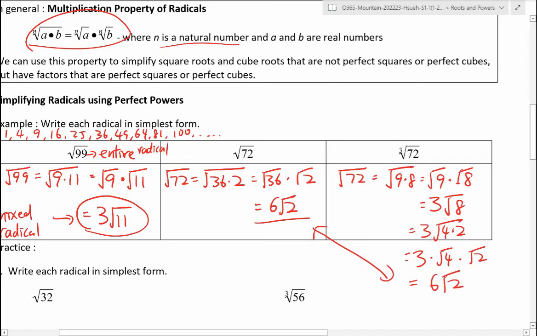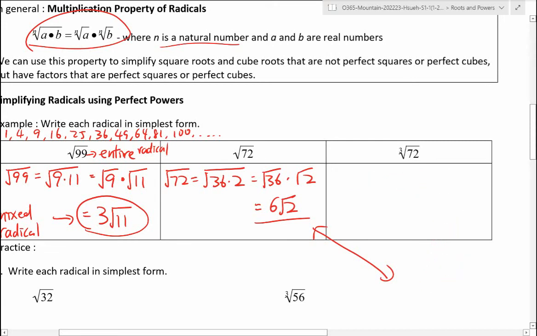So it's okay if you don't pick the biggest perfect square factor to begin with. It's just that it's going to take one or maybe a couple more extra steps. That's fine, there's nothing wrong with that. It just takes a little bit longer. But of course, we always strive for efficiency. So if you can find the biggest perfect square factor, that would be the best. If you can't, that's okay. We can work with smaller numbers and then slowly work towards the final simplified version of the radical.